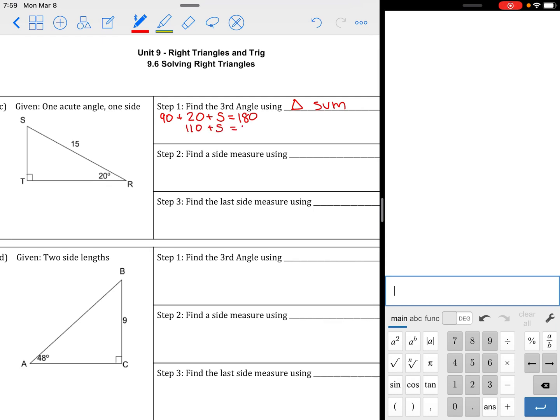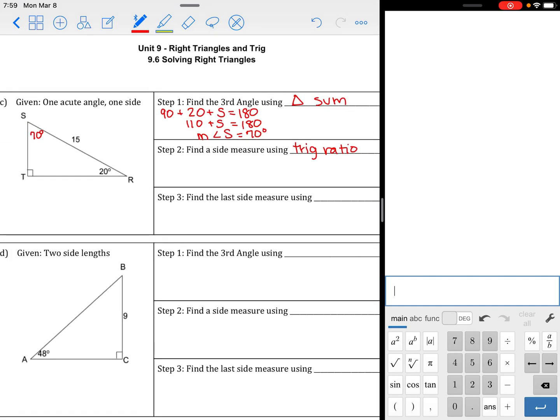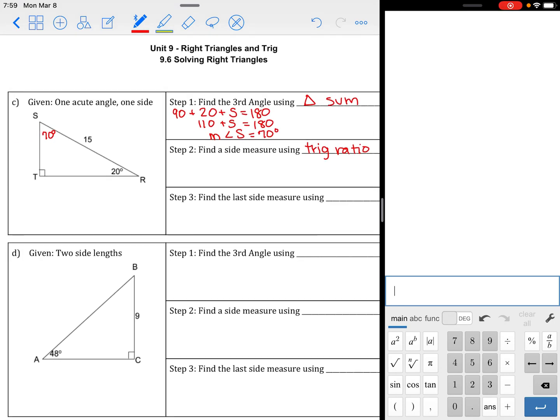So 90 plus 20 is 110. Then I take that away, and I find that the measure of angle S is 70 degrees. So not a special right triangle. In order to find a side measure, I am going to use a trig ratio. And it doesn't matter which one I want to find. So I'm just going to choose one of these to find. And maybe the first one I want to find is ST.